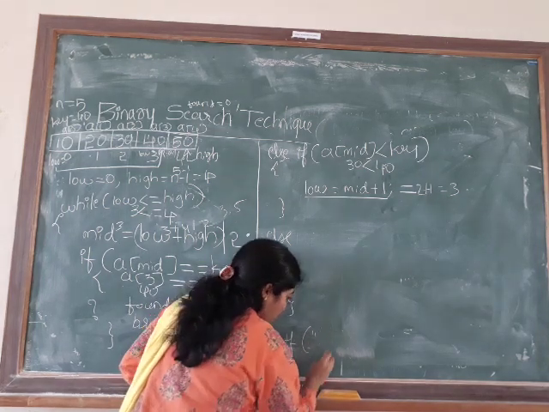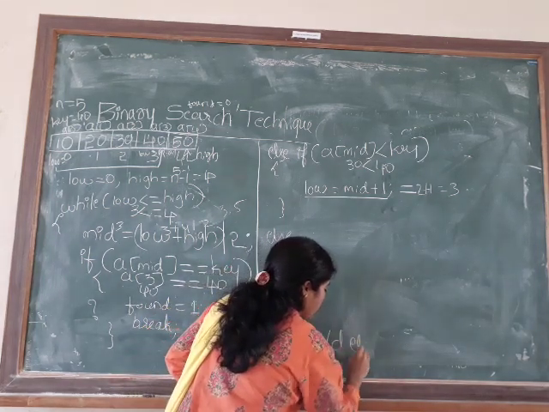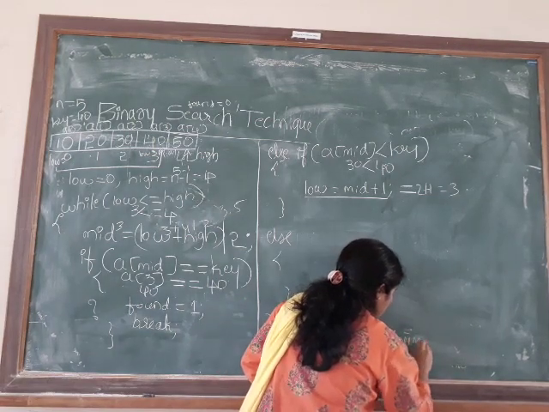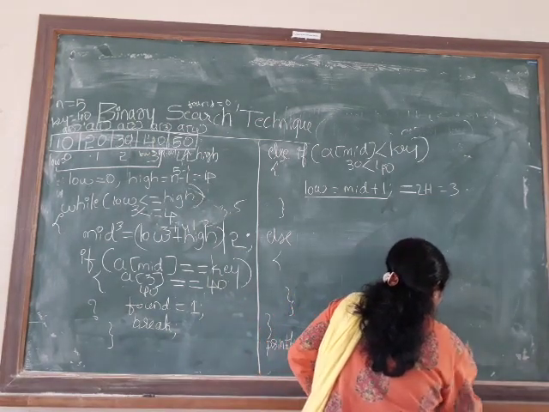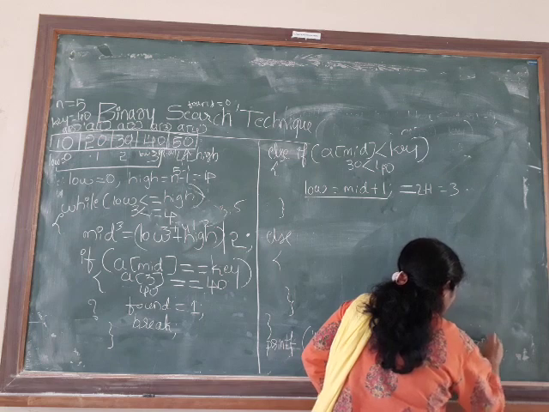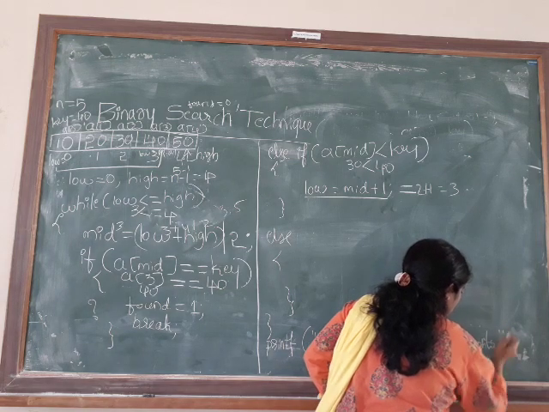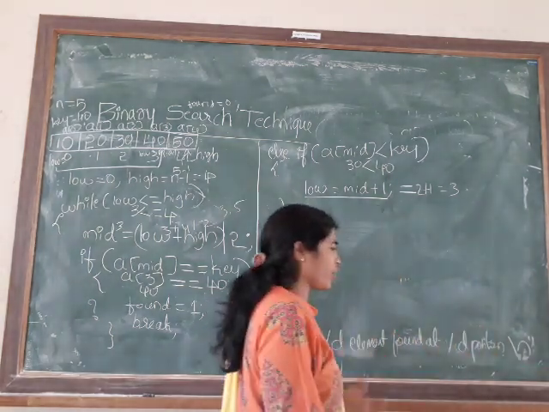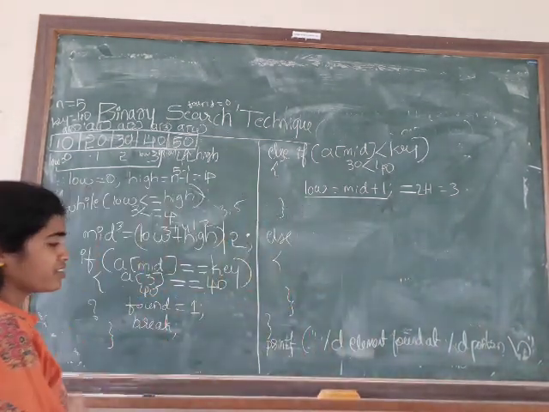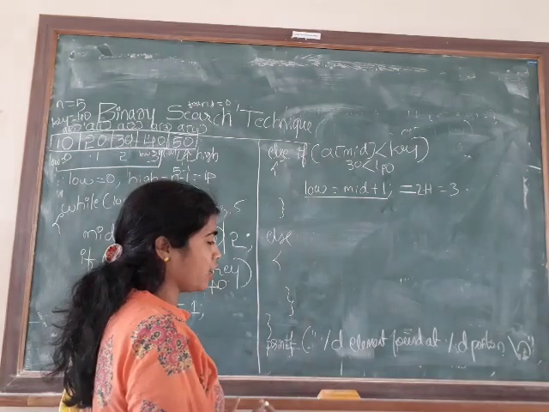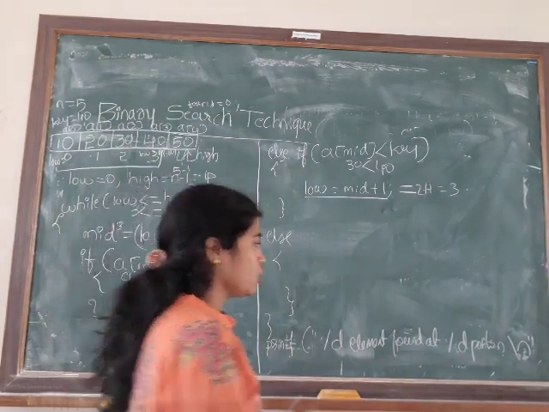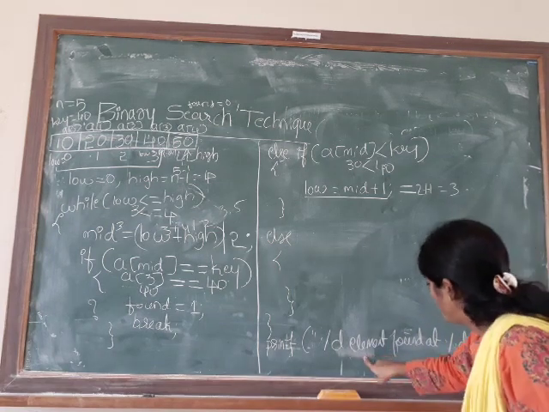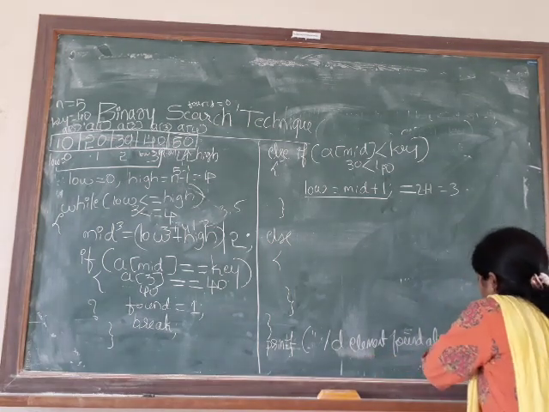printf percentage d element found at percentage d position. So what do I have to consider here? Please all of you think about this. Instead of getting everything spoon-fed, you have to give work to your brain. Percentage d element. What is that element? The key to be searched. So comma key, element found at percentage d position.